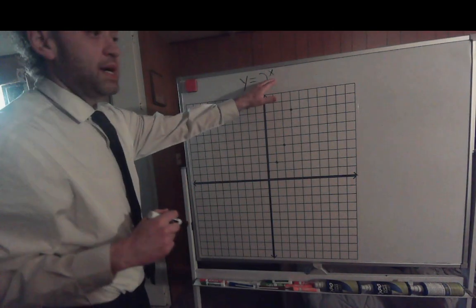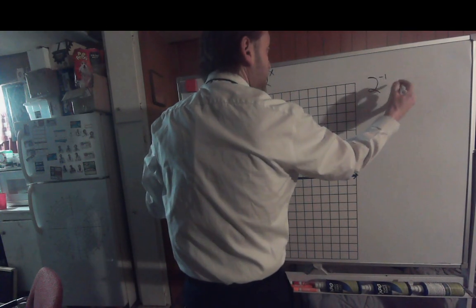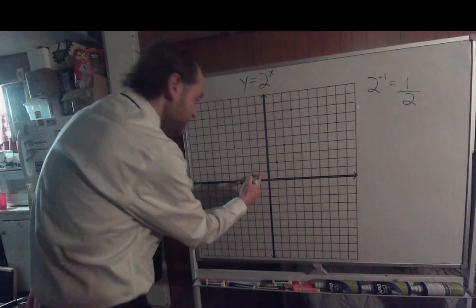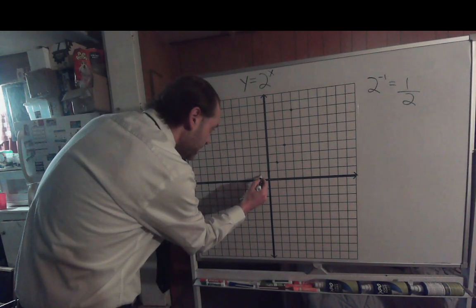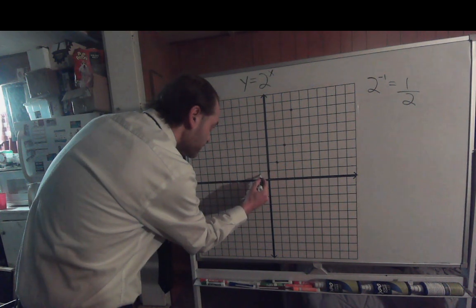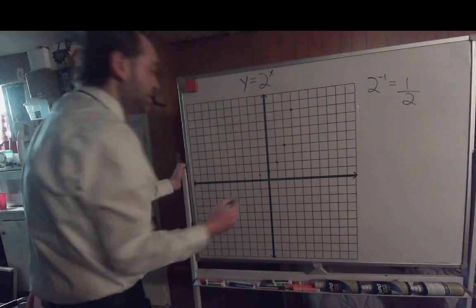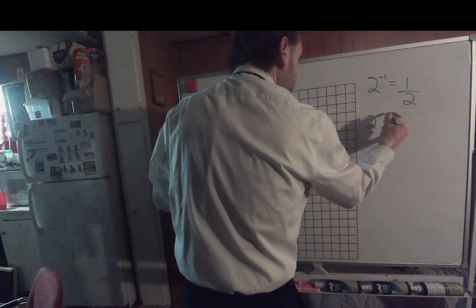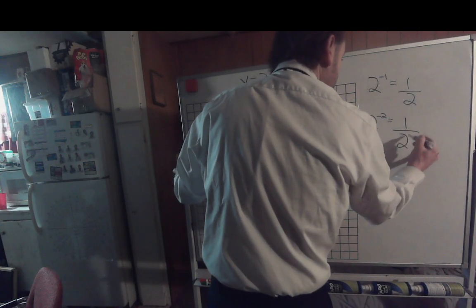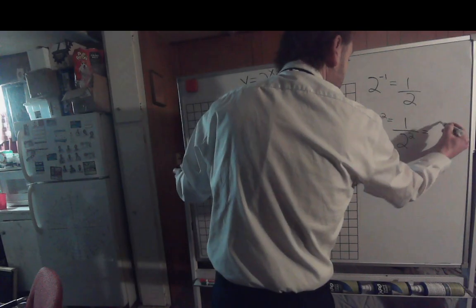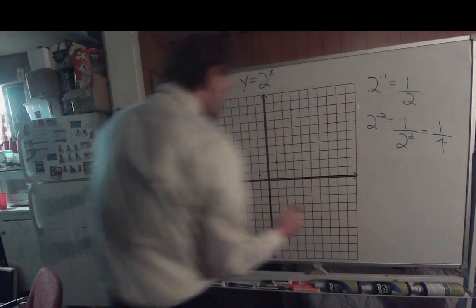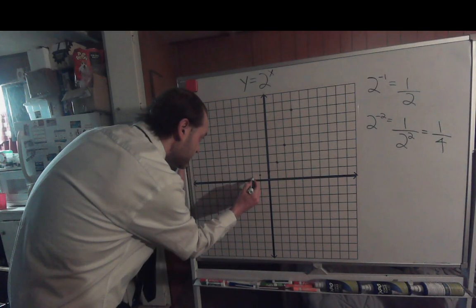Now, what about when x is negative 1? So what is 2 to the negative 1 power? Well, that's the same as 1/2, right? So when x is negative 1, that'll put you about right there at 1/2. Okay, now let's put in 2 to the negative second. What is that the same as? 1 over 2 to the second, which we know is the same as 1/4, right? So at negative 2, you're about right there.